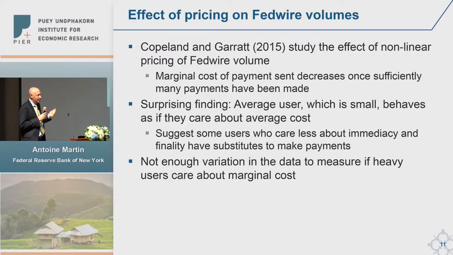So recently, my colleagues Adam Copeland and Rob Garrett were asked to study the effects of a new pricing scheme that the WPO had implemented. What the WPO was trying to do is have a pricing scheme where, the way pricing works is that the sender of a payment has to pay a fee for each payment that is sent. And so after a certain number of payments, that fee would drop down. So the marginal cost of making a payment would become very low.